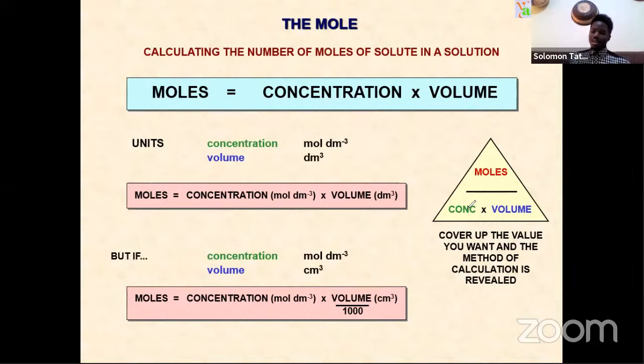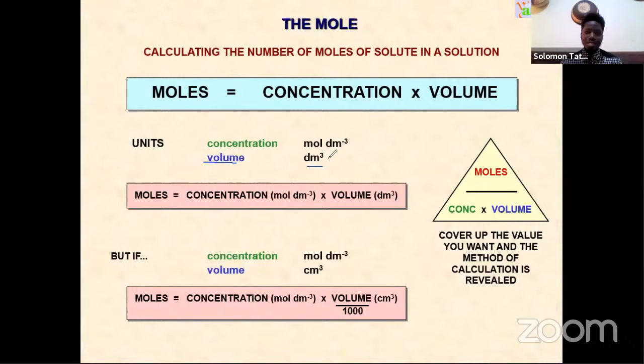We had the first triangle, if you remember it. This is the second one now. Okay, this one involves volume. The other one involves moles, molarity, and then molar mass. So the units for concentration are moles per decimeter cubed. The volume is always supposed to be in decimeters cubed.